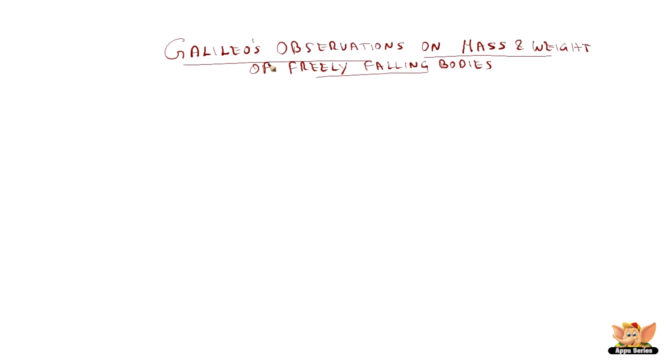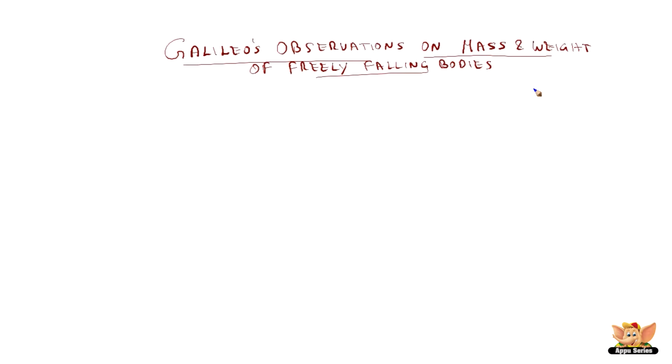Let us see Galileo's observations on mass and weight of freely falling bodies. So what basically it means is, a freely falling body is an object which is dropped from a certain height. So what happens to that particular object?